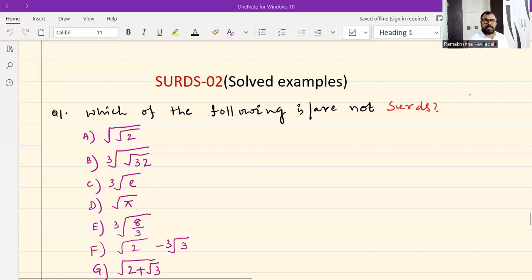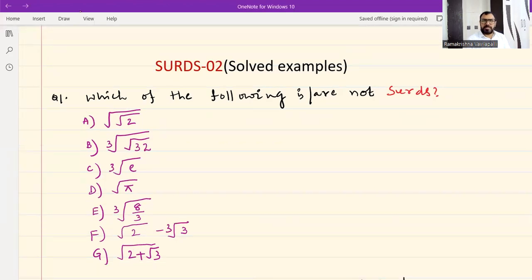which of the following is or are not SURDS? So once again, try to remember what is a SURD. If a is greater than 0 and a is a rational number, then a to the power of 1 by n is a SURD, if a to the power of 1 by n is not rational. That is, a to the power of 1 by n must be an irrational number, but a must be a rational number and n is a natural number.